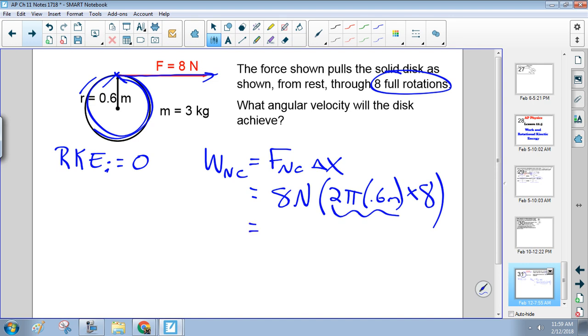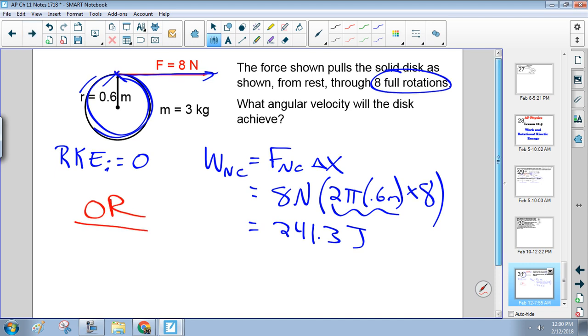So let's multiply that out, and we get, I need to grab my calculator here. What are we going to get? 64 times 2 pi times 0.6, and it gives us 241.3 joules, okay?